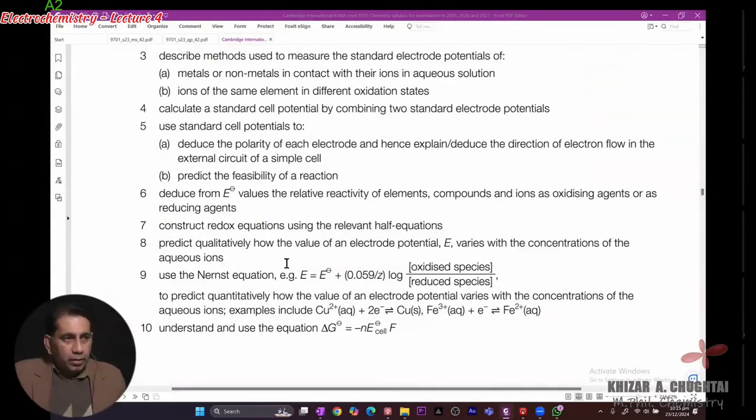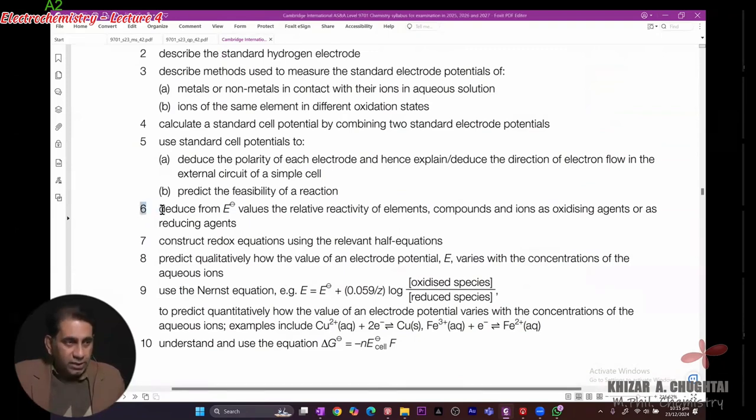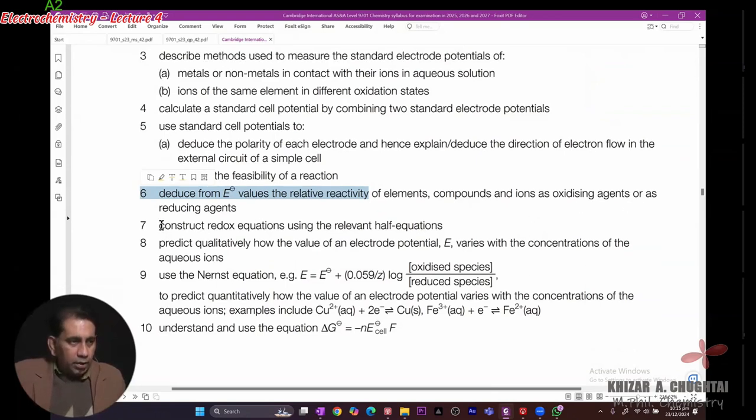So I'm going to explain point number 6: deduce the E0 values of the relative reactivity of the element, compounds and ions as an oxidizing agent or as a reducing agent. Then point number 8, not 7, because I have explained in my previous lectures how to make an overall equation, or a redox equation, by combination of two half equations, the oxidation and reduction half equations.